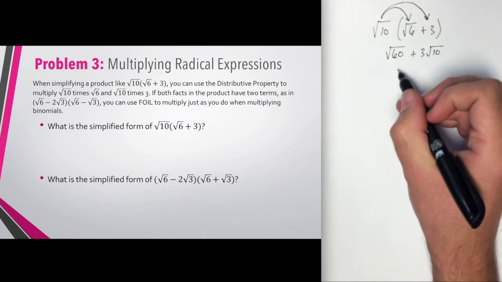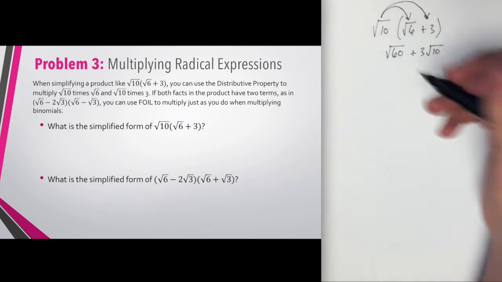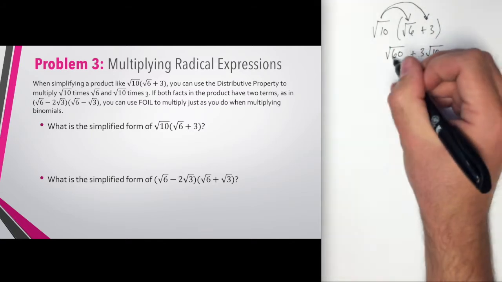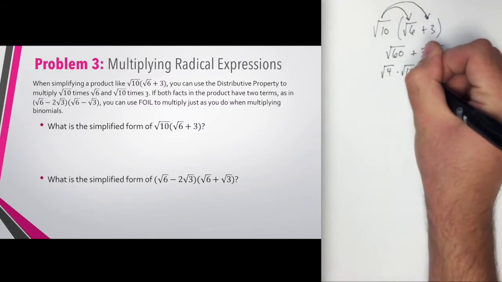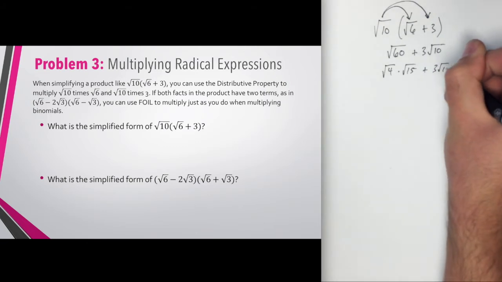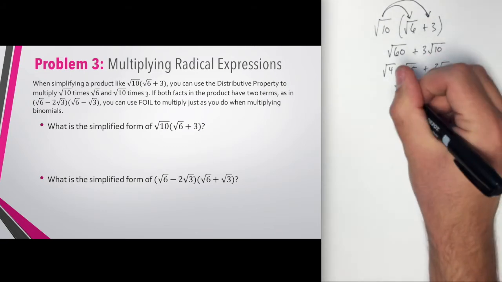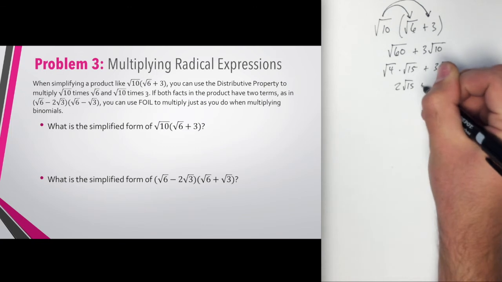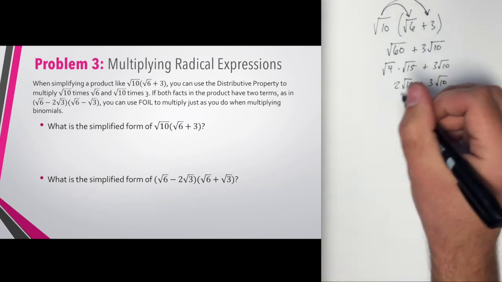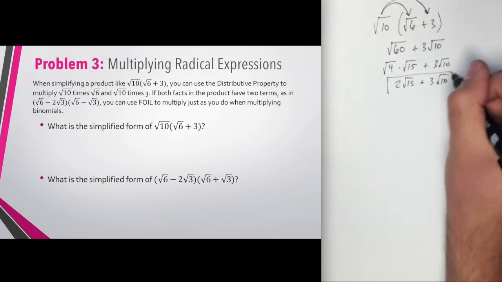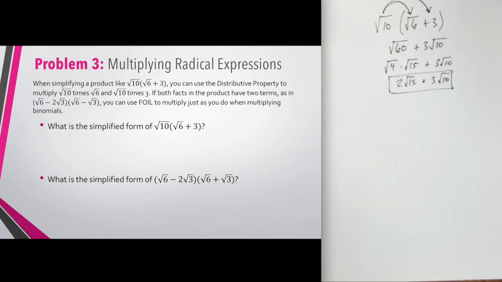Then the square root of 60 can be simplified. And so now you go back to doing what you know to do. 60 can be broken down into the square root of 4 times the square root of 15. And then the square root of 4 is 2, so 2 square roots of 15 plus 3 square roots of 10. And then you can't simplify anything else, so this would actually be your answer.